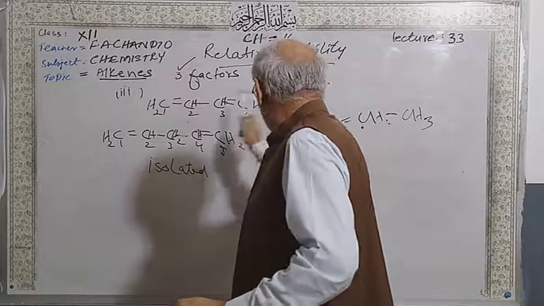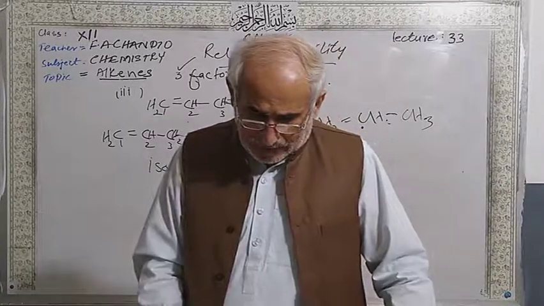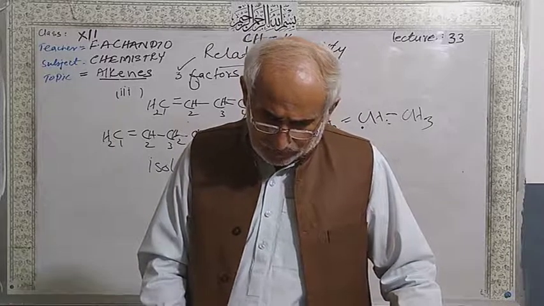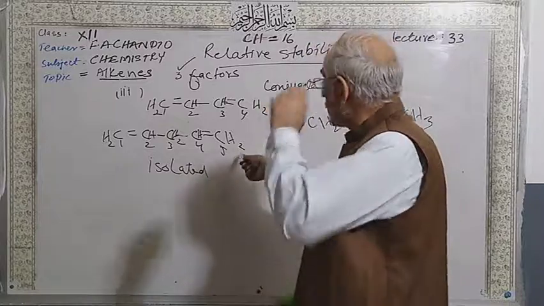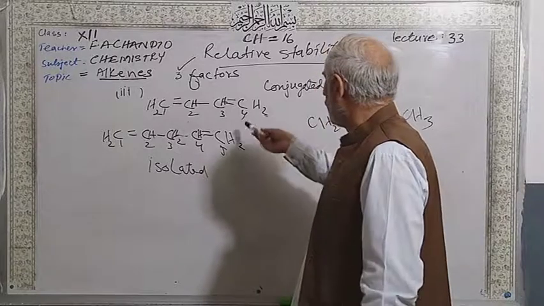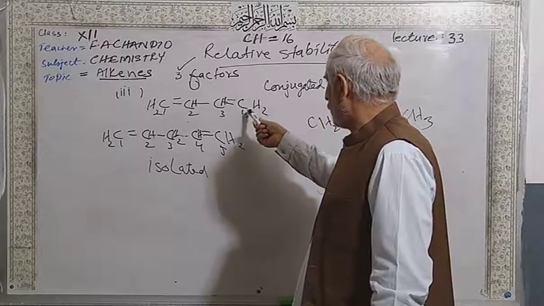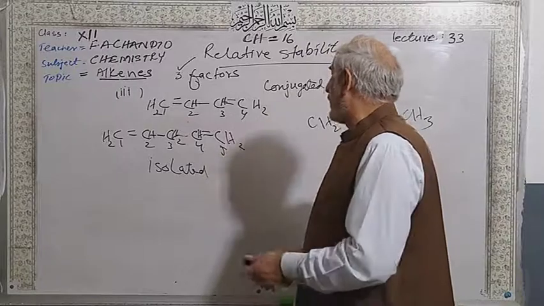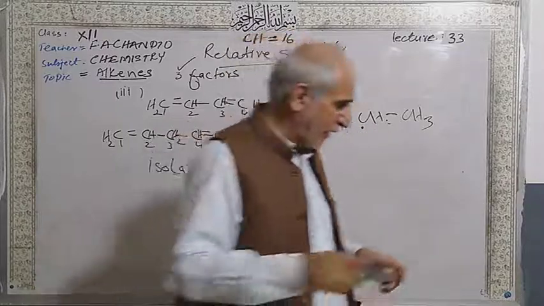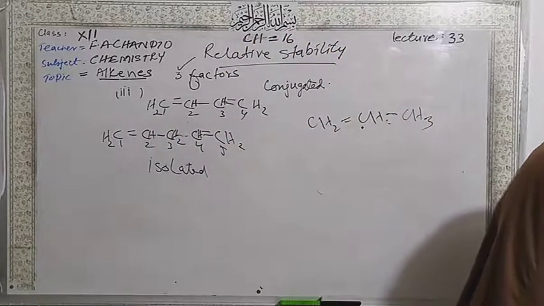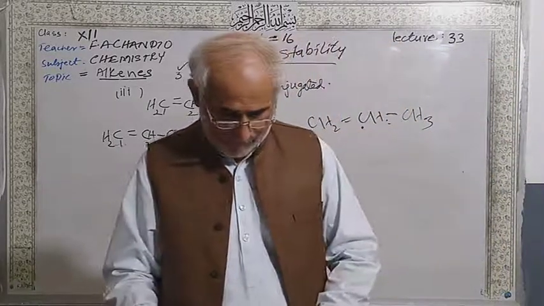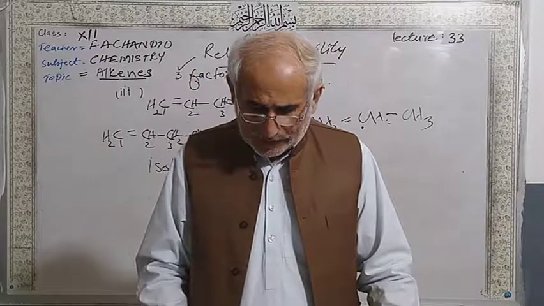1,3-butadiene, the same I have written here. And in your book, the other name is wrong. That is 1,4-pentadiene. Write this one, 1,4-pentadiene. The example given in your book is wrong. 1,3-butadiene, 1,4-pentadiene. So the conjugated one is more stable than the isolated one. So these are the three factors.